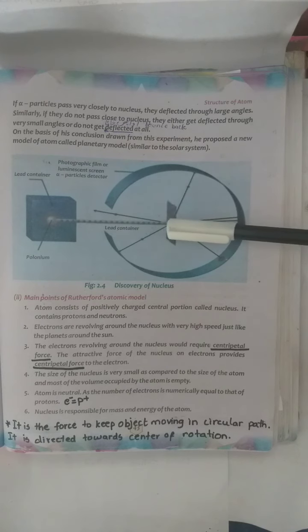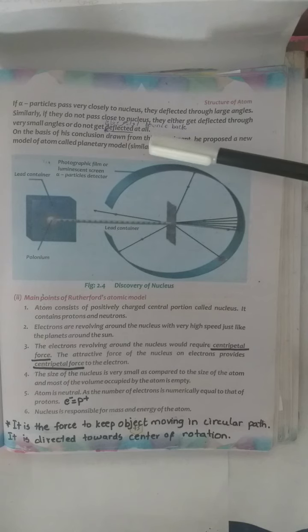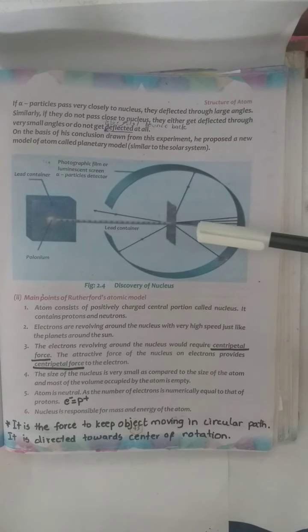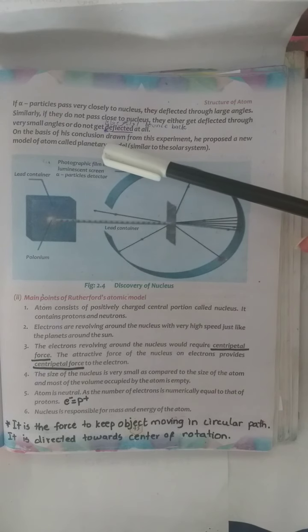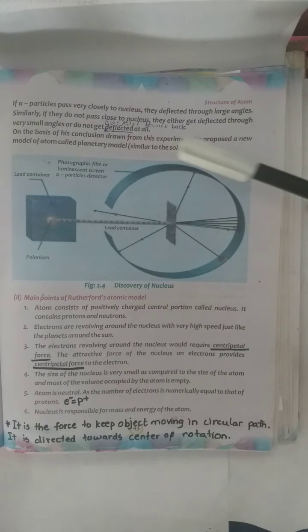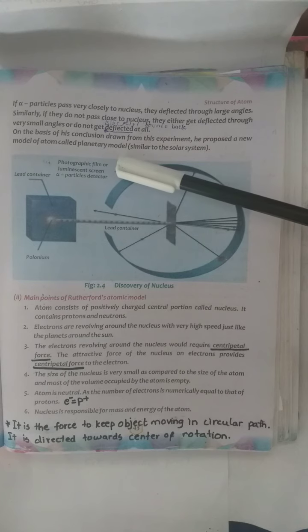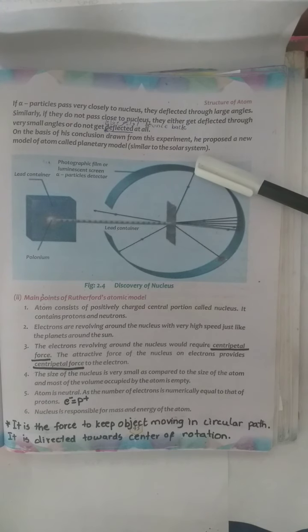As you can see here, many of the rays were passing directly through it and they were not deflected back, मतलब bounce back नहीं हो रहे थे या फिर वापस नहीं जा रहे थे, straight जा रहे थे. So on this basis of his conclusion drawn from the experiment, he proposed a new model of the atom called planetary model, which is similar to the solar system.